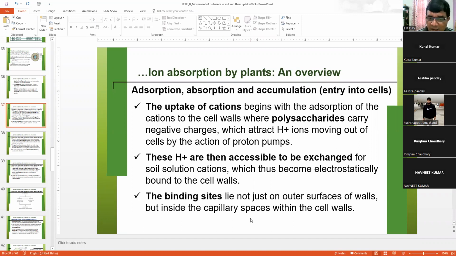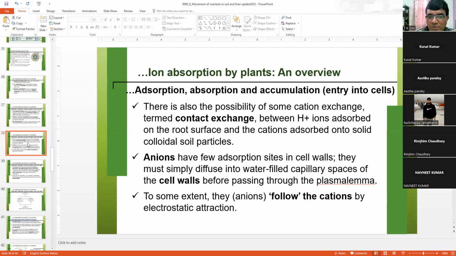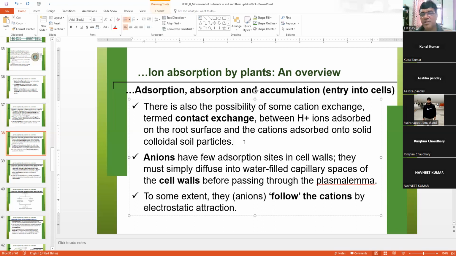The binding sites lie not just on the outer surface of walls, but inside the capillary space within the cell wall. So there they will be exchanged. There is also the possibility of some cation exchange, termed contact exchange, between hydrogen ions adsorbed on the root surface and the cations adsorbed onto the solid colloidal soil particles, meaning exchangeable ions.